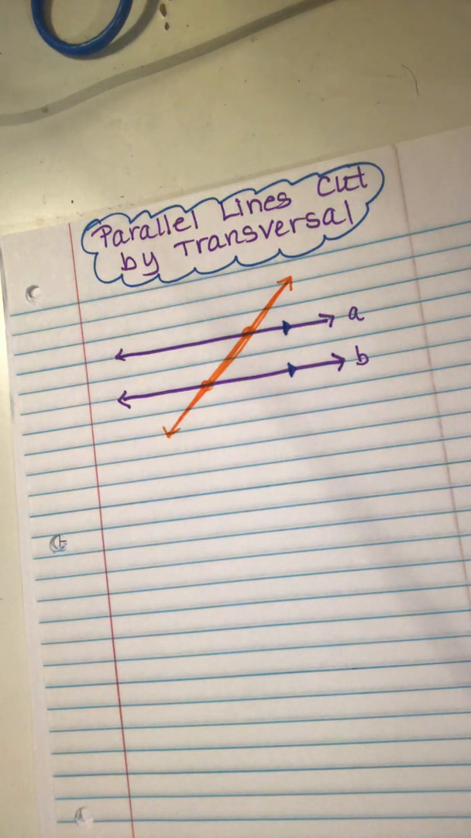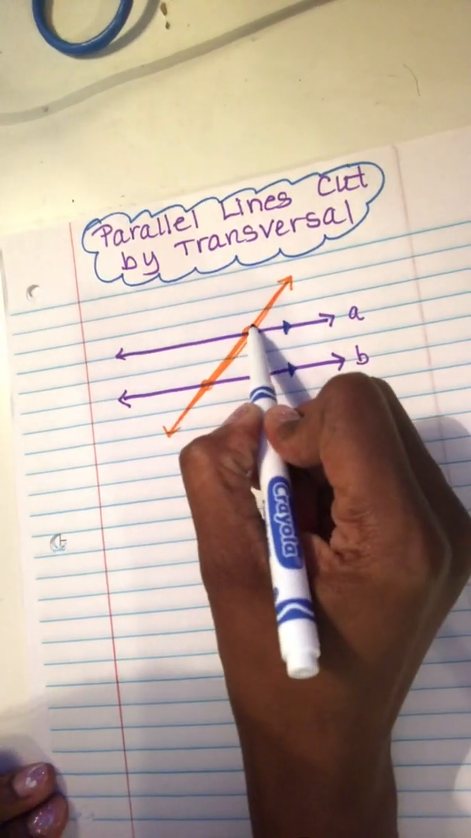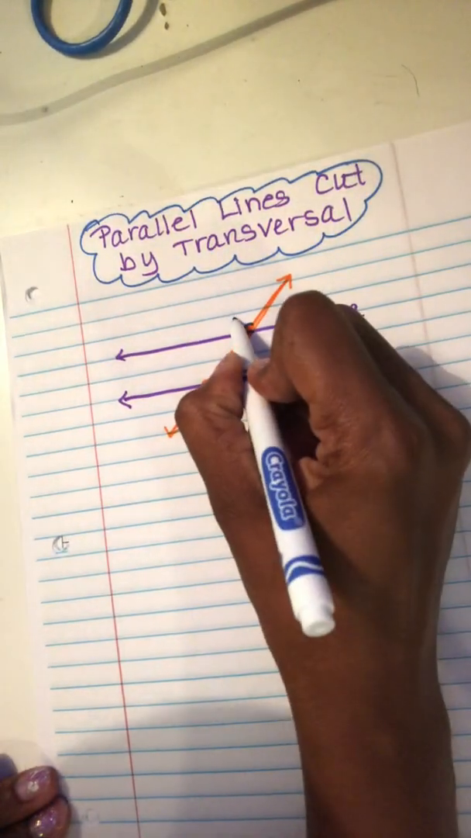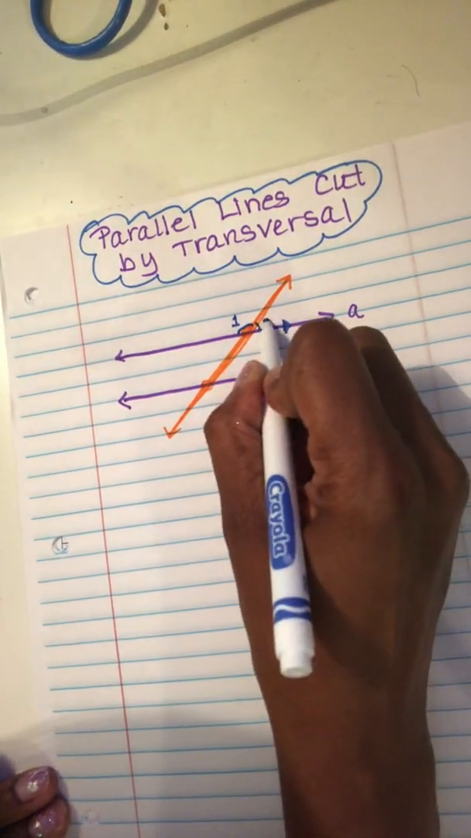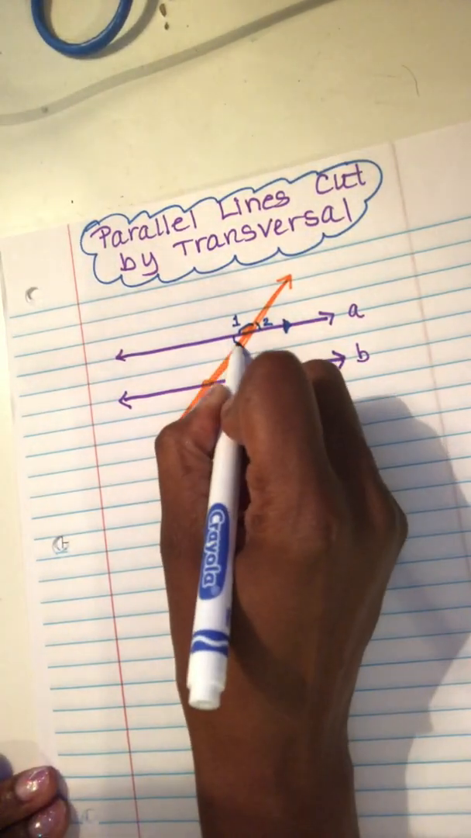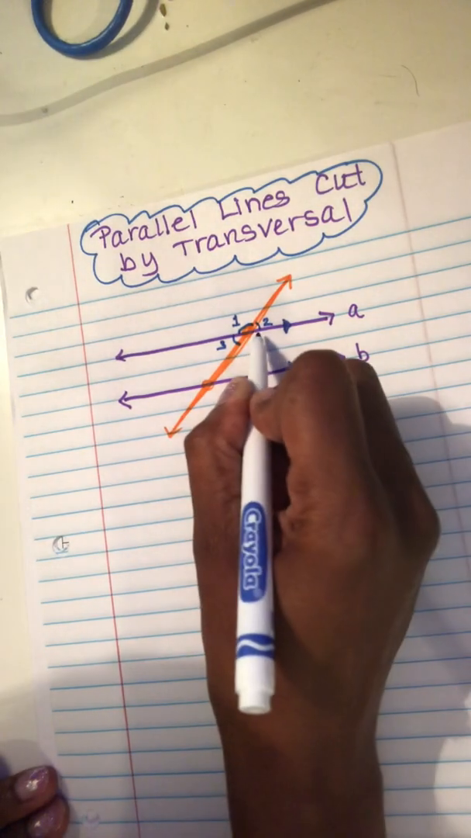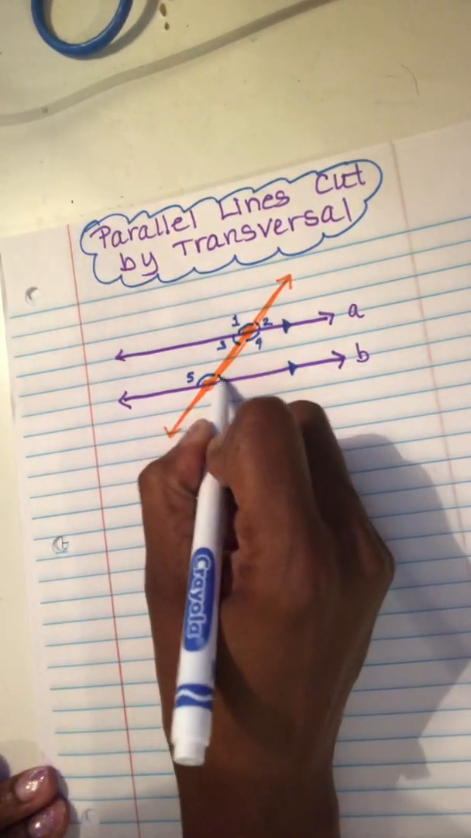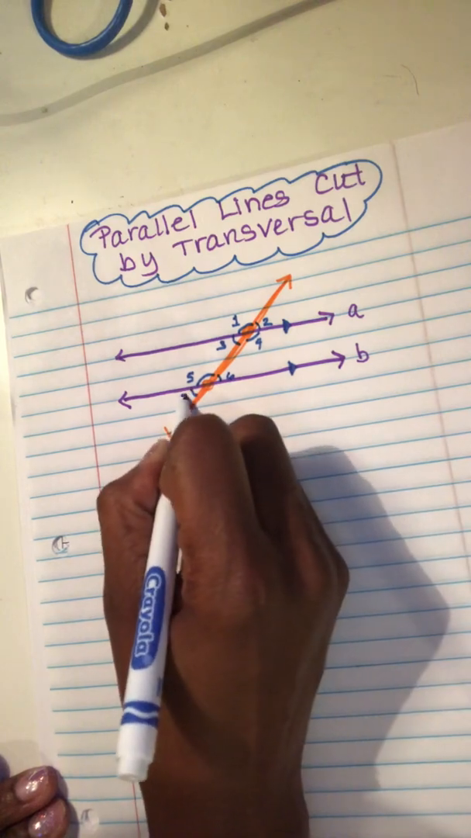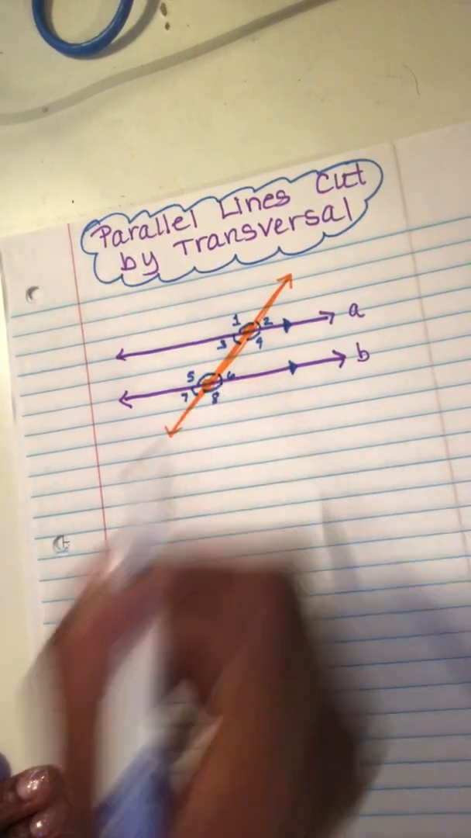Okay, so I'm going to show you these angles. This one right here is the first angle. I'm going to call this angle number 1. We can label it whatever we want. Next to it, this is angle 2. This is angle 3. Angle 4. Down here is angle 5. Angle 6. Angle 7. And angle 8.